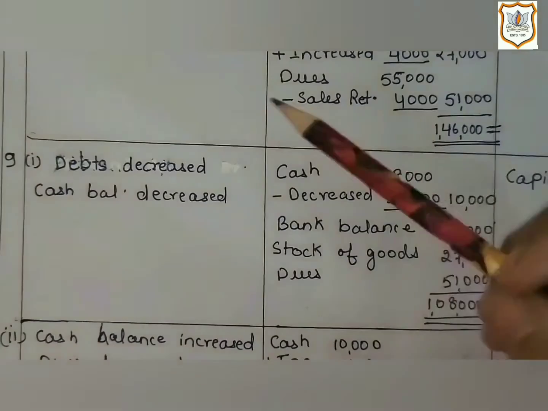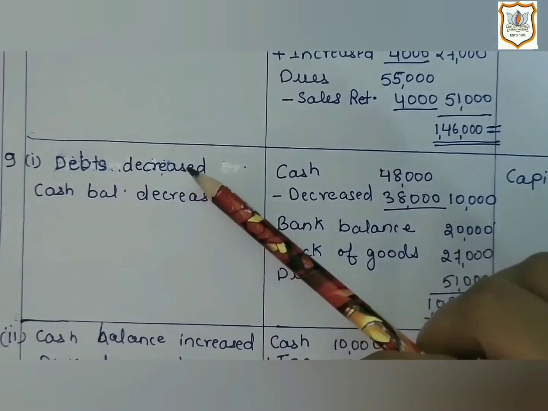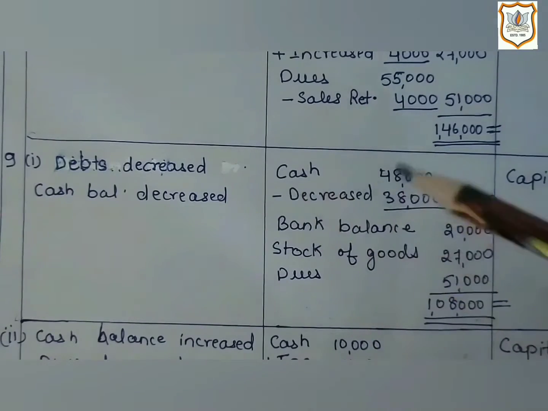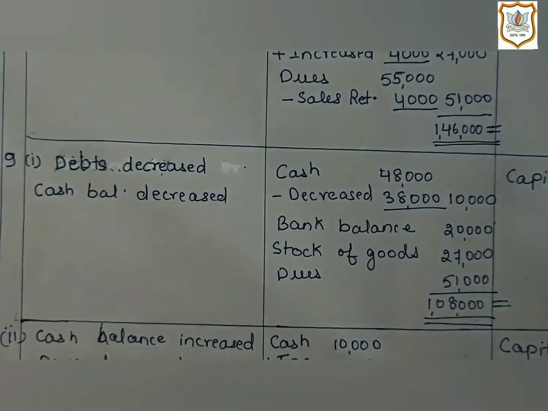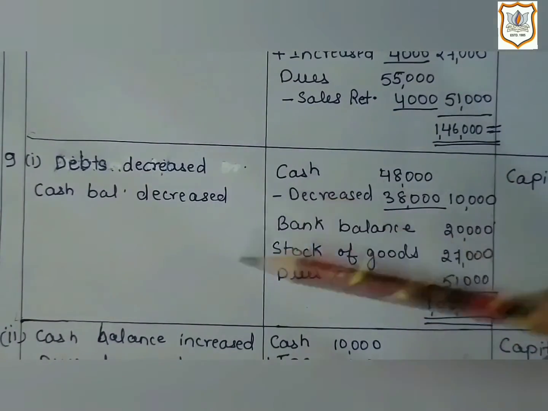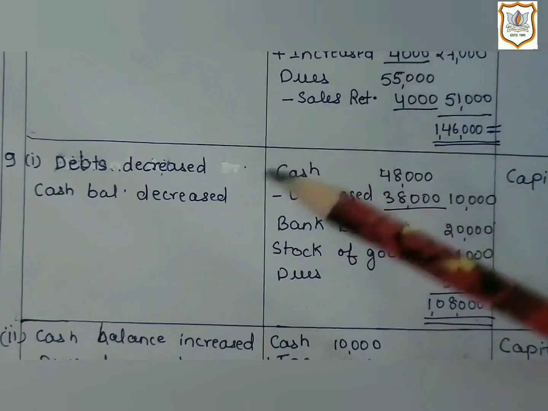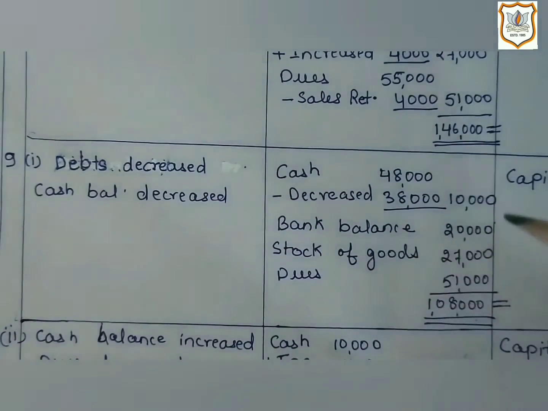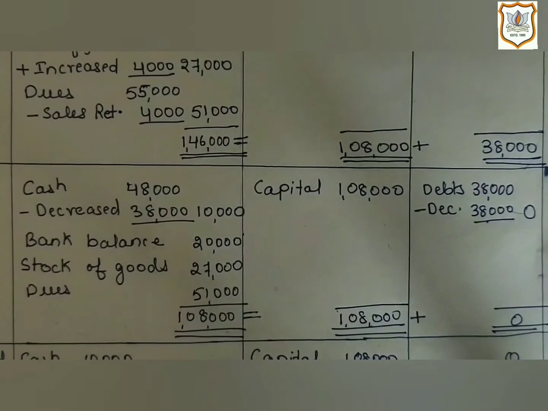Here, due to this transaction, our debts decreased since now Himani is no longer creditor for us as we have paid her rupees 38,000 and by doing this we settled our account with her. And since we paid cash, in this way our cash balance also decreased. Now let us see its effect on accounting equation, that is on asset, capital and liability.